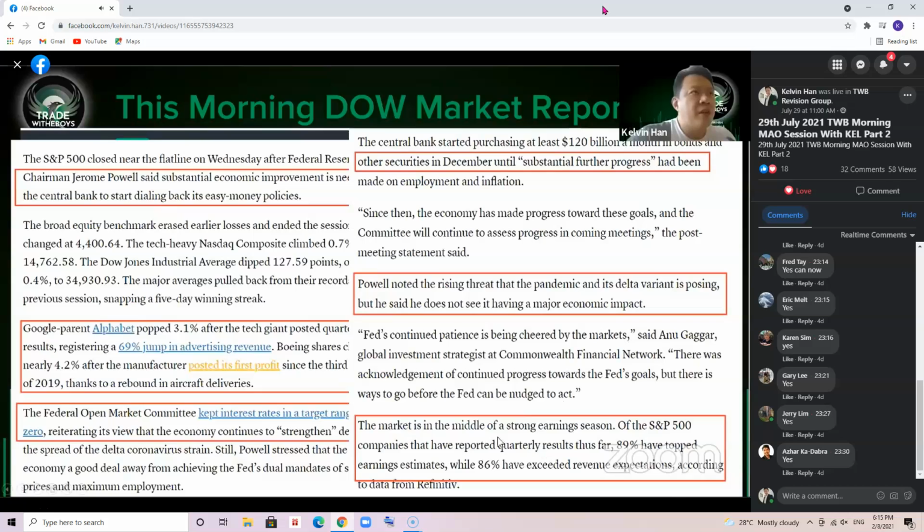Okay. Then of course, nonetheless, the market is still in a very strong earnings season. Up to 89% of those who reported have topped earnings estimates, and 86% have exceeded. Wow. So it seems that everything is perfect now. Everything is good. The market is strong. That's my point right now. The market is really, really strong.